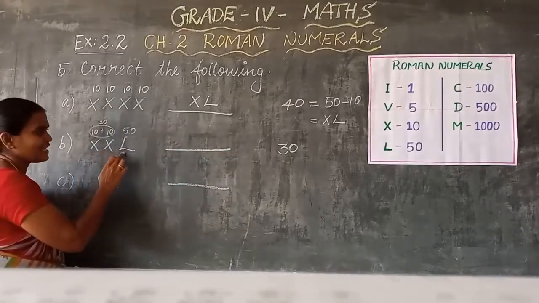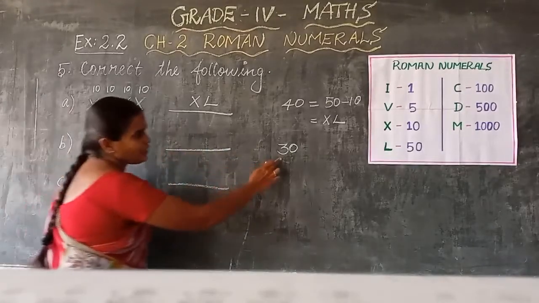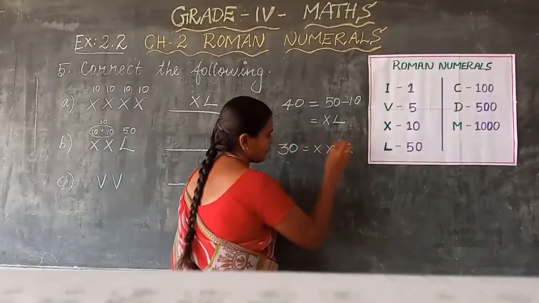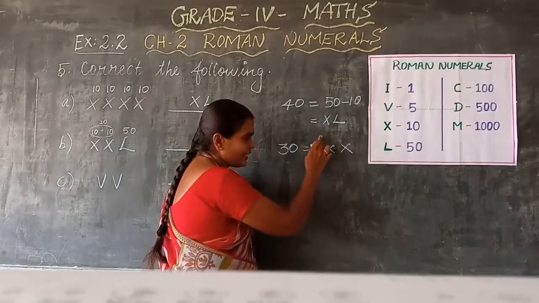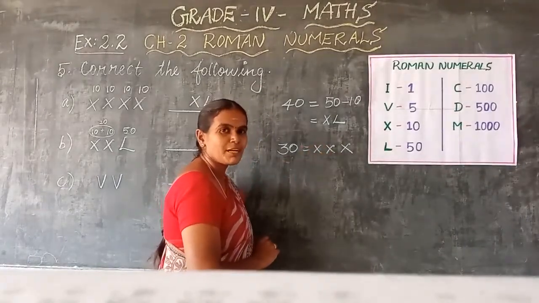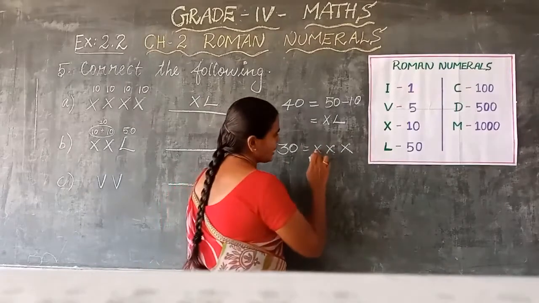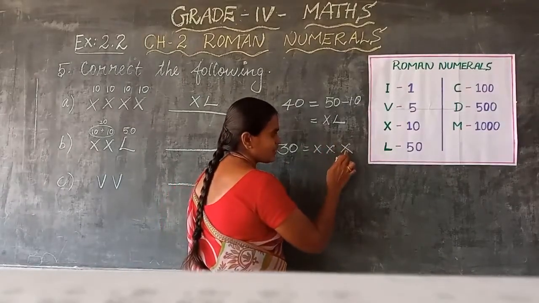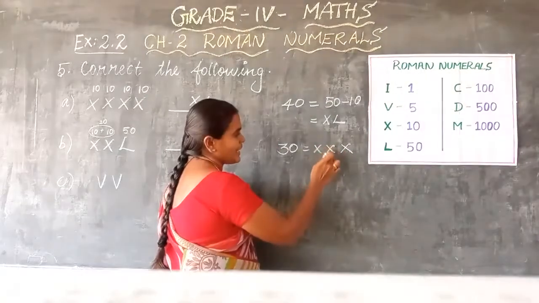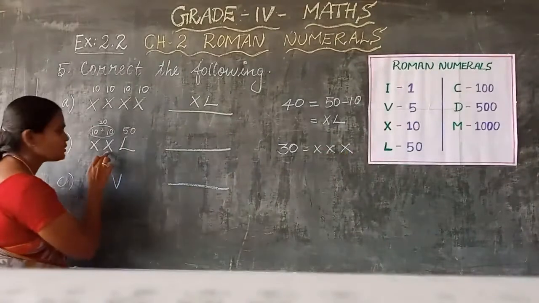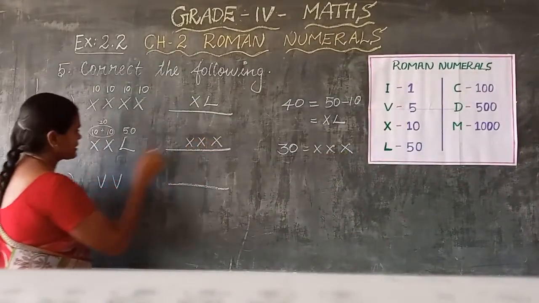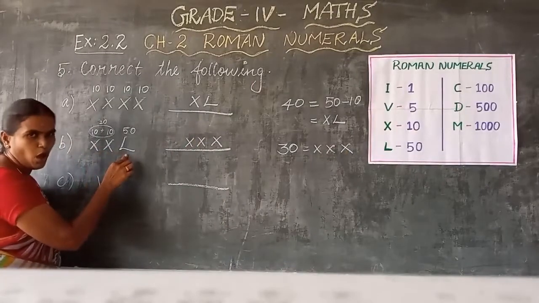But XXL is wrong. 30 means how to write? 3 times X, because X value 10, maximum 3 times. X can be repeated maximum 3 times. So 10 plus 10, 20, 20 plus 10, 30. So 30 means what is the Roman number? X, X, X. So this one is wrong. 30 means how to write? X, X, X. XXL is wrong.